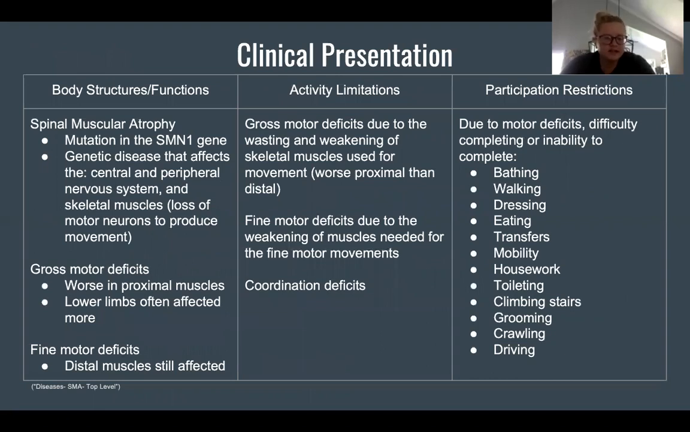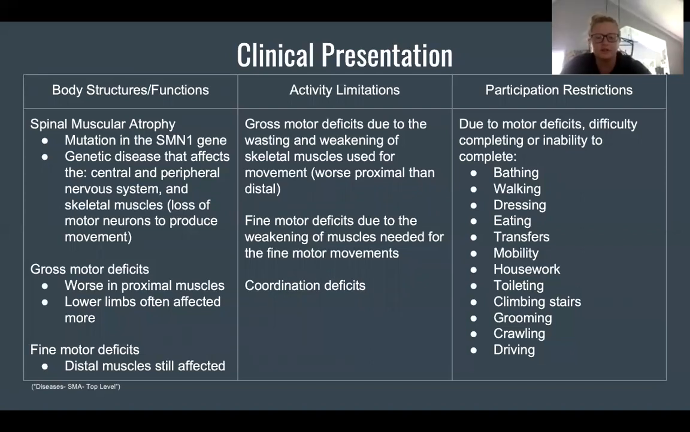So like Seth said, SMA is mutation in the SMN1 gene, and it affects the central and peripheral nervous system as well as skeletal muscles due to the loss of motor neurons that produce movement. This results in gross and fine motor deficits, more so gross motor than fine motor, but fine motor is still affected, and oftentimes lower limbs are affected more so than upper extremities.